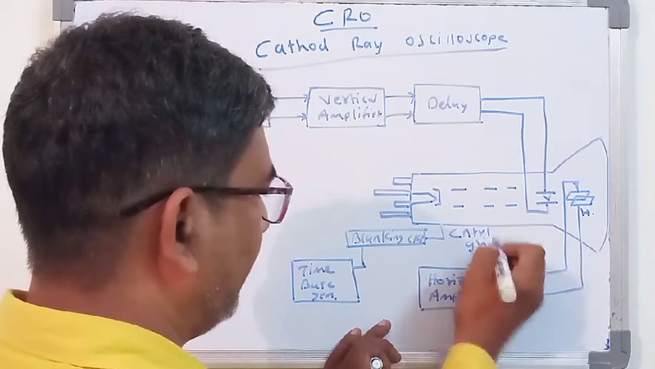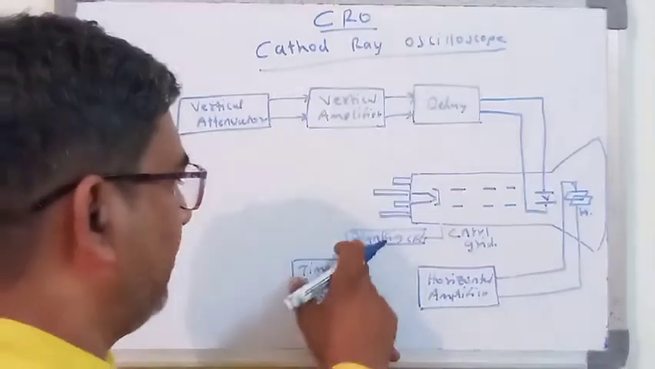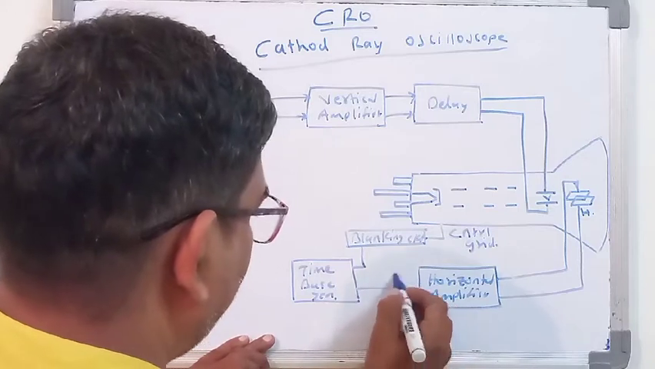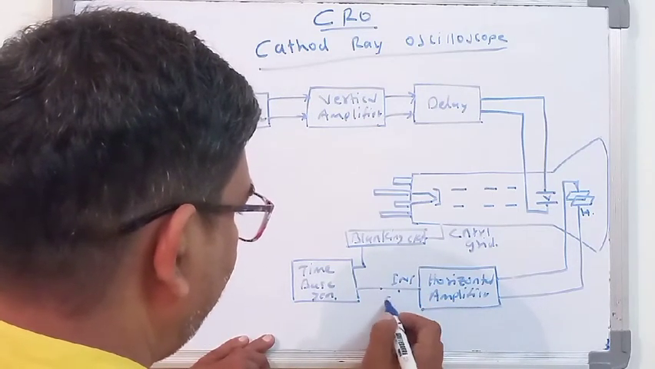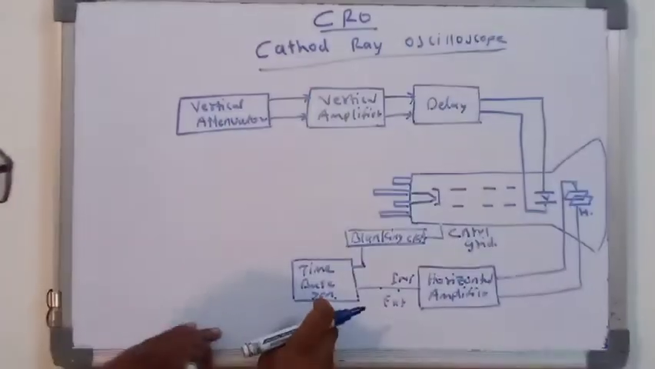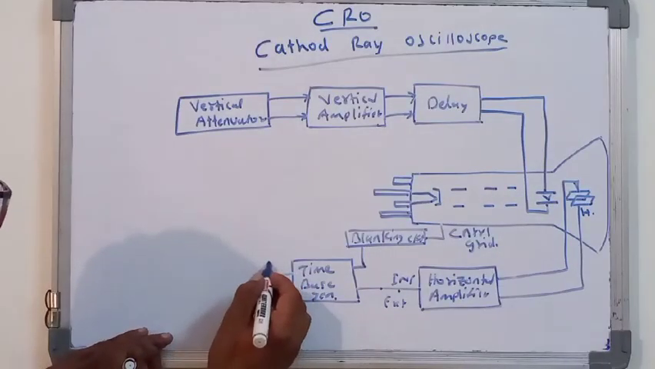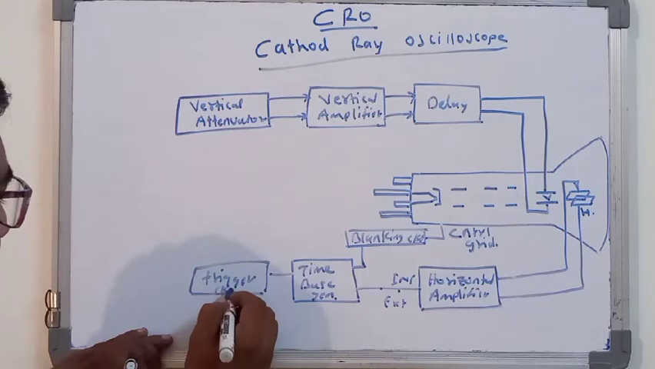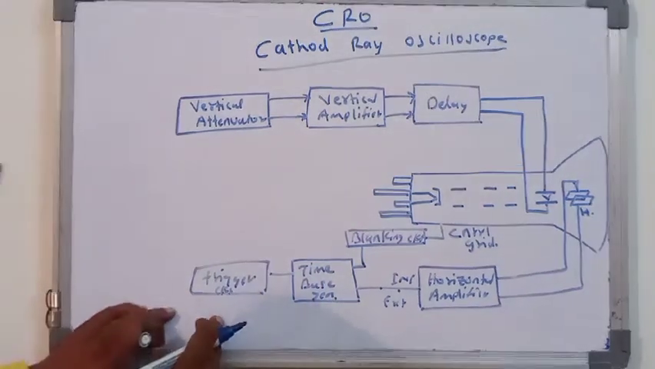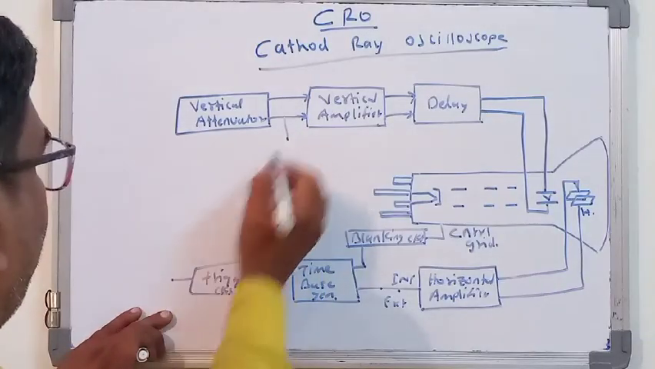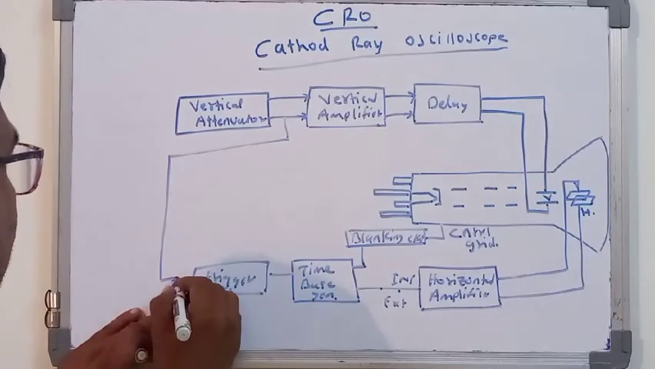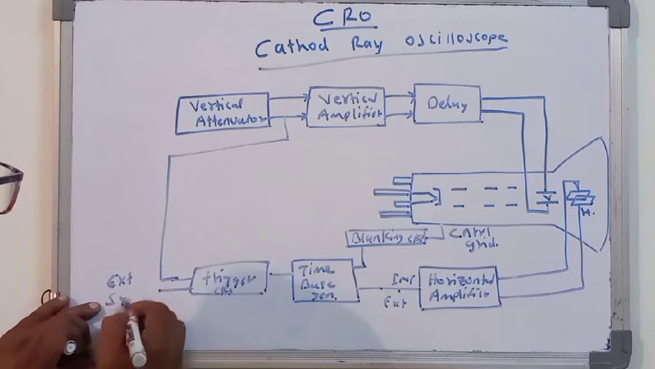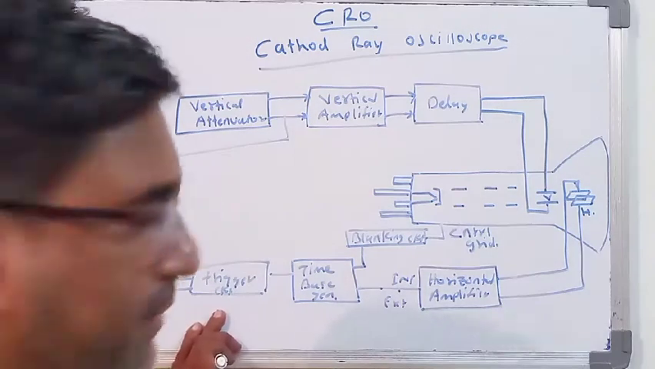The control grid of the CRT connects with the blanking circuit. This horizontal amplifier has internal and external inputs, connected with the time base generator, and this time base generator is again connected with a triggering circuit, or you may just say a trigger. This trigger circuit is connected with the vertical attenuator like this. And here the external trigger or external synchronization signals are applied.